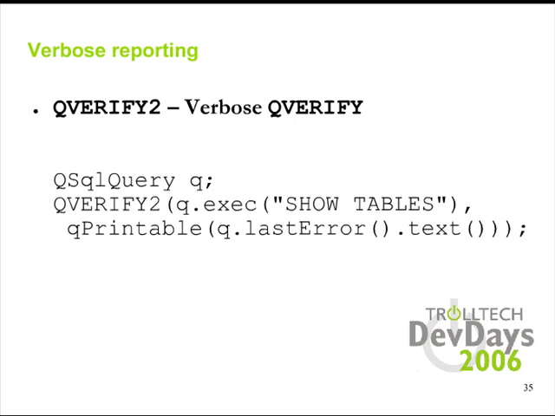QVERIFY2 is a verbose QVERIFY. Remember QVERIFY just checks the first statement here for true or false. But often you actually want to output more information. So here I have a QSqlQuery, and I say execute show tables in my database. And if that one fails, I have a second parameter, and I just output the last error's text, qPrintable, because I have to pass in a char star. So this thing will never be executed if the show tables actually works. If the show tables fails, this code path will be executed, and I will have the database's information about what happened in my test log.